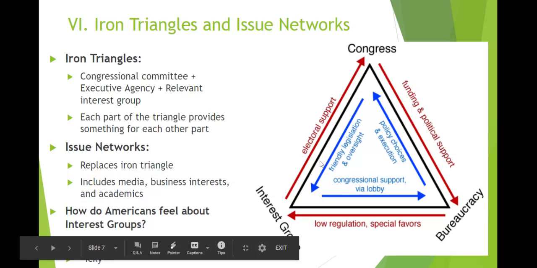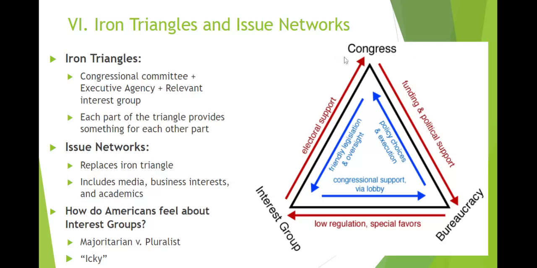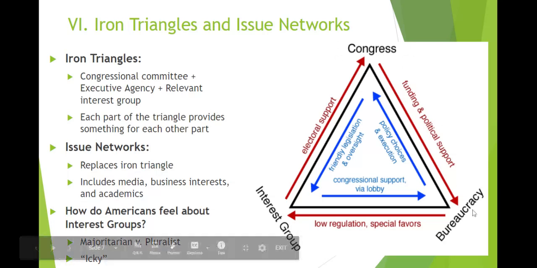We've seen this before. You've seen this exact image before. This is the old iron triangle. Remember, the iron triangle is made up of three parts. You have a congressional committee that deals with a particular issue. You have the bureaucratic agency or the executive agency that is responsible for enforcing policy over that issue. And then you have a relevant interest group that is interested in that issue. So we've seen this relationship before. We saw it in the legislative branch chapter. We saw it in the bureaucracy chapter.